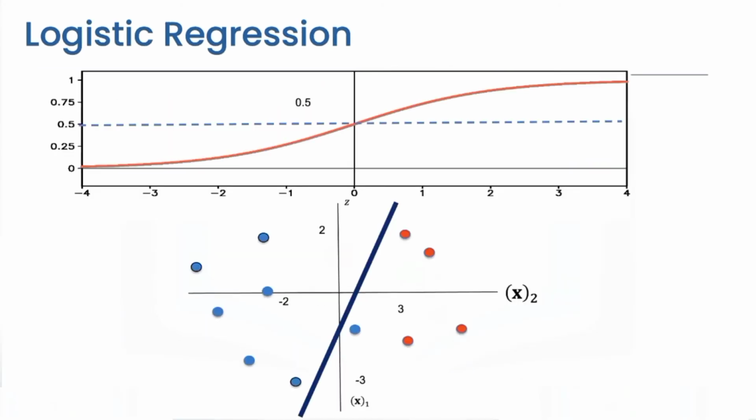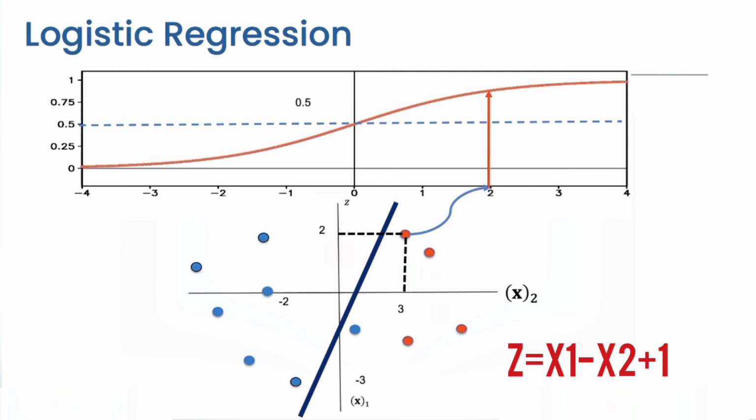To determine y hat as a discrete class, we use a threshold shown by the line. If the output of the logistic function is larger than 0.5, we set the prediction value y hat to 1. If it's less, we set y hat to 0. Let's try out some values of x that we used previously with the linear classification. If we plug x equal to 0, 3, 2 into the equation, we get the value of z as 2. We pass the value through the sigmoid function, and since the value of the sigmoid function is greater than 0.5, we set y hat to 1.